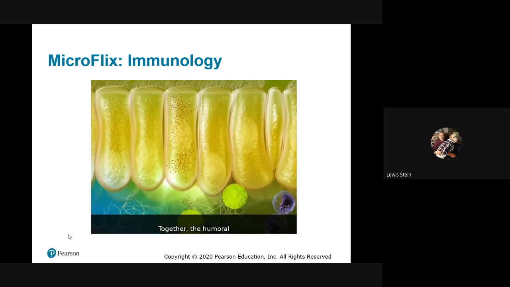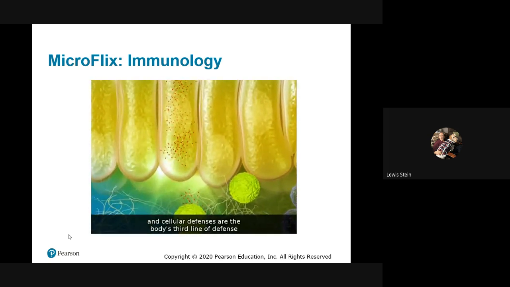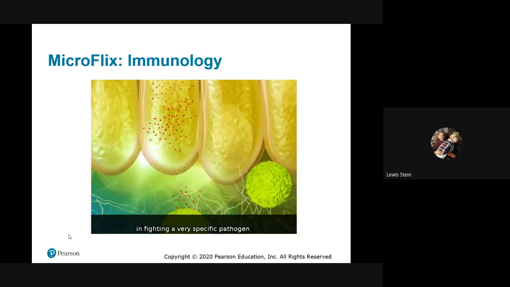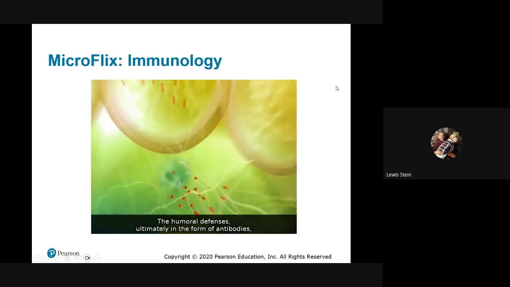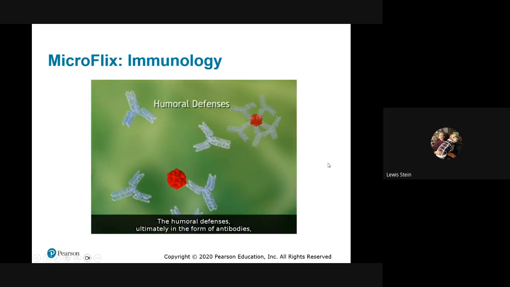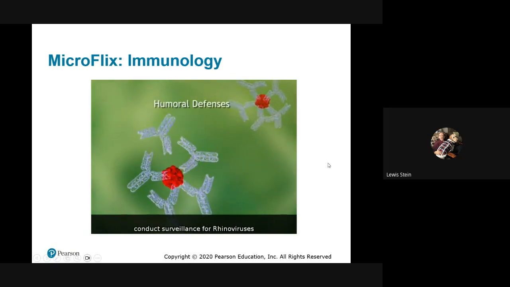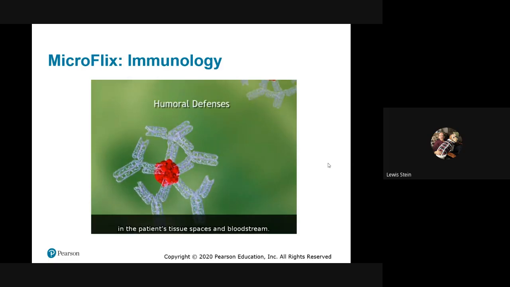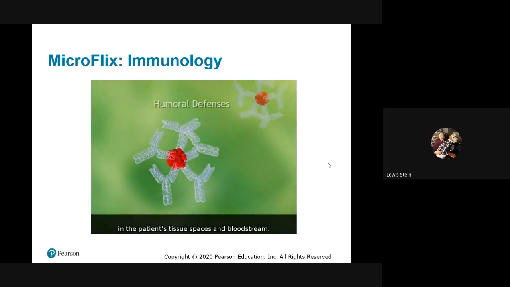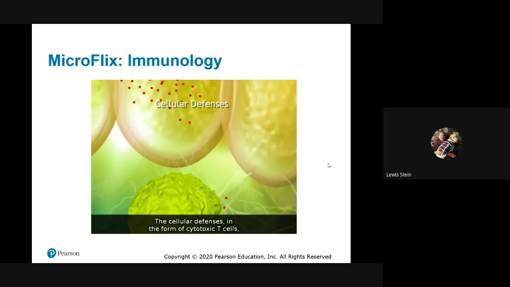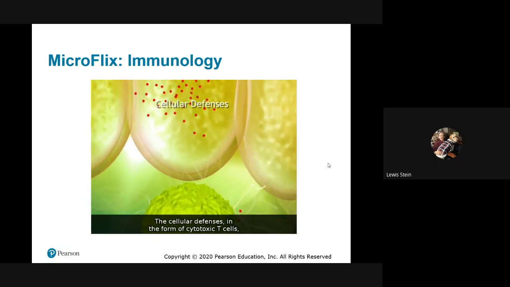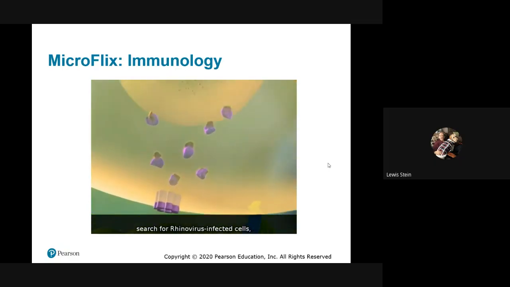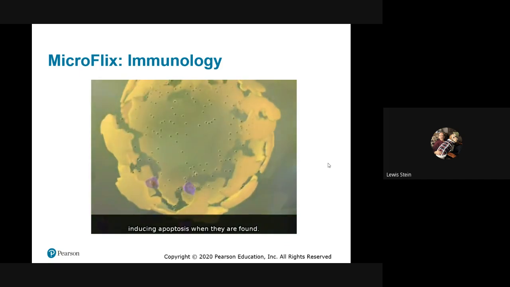Together, the humoral and cellular defenses are the body's third line of defense in fighting a very specific pathogen. The humoral defenses, ultimately in the form of antibodies, conduct surveillance for rhinoviruses that are outside the body cells, in the patient's tissue spaces and bloodstream. The cellular defenses, in the form of cytotoxic T cells, search for rhinovirus-infected cells, inducing apoptosis when they are found.